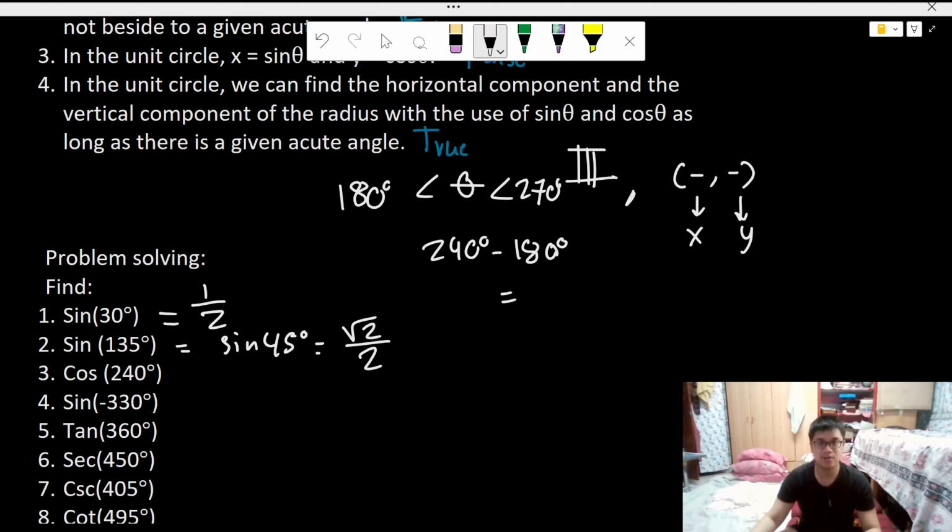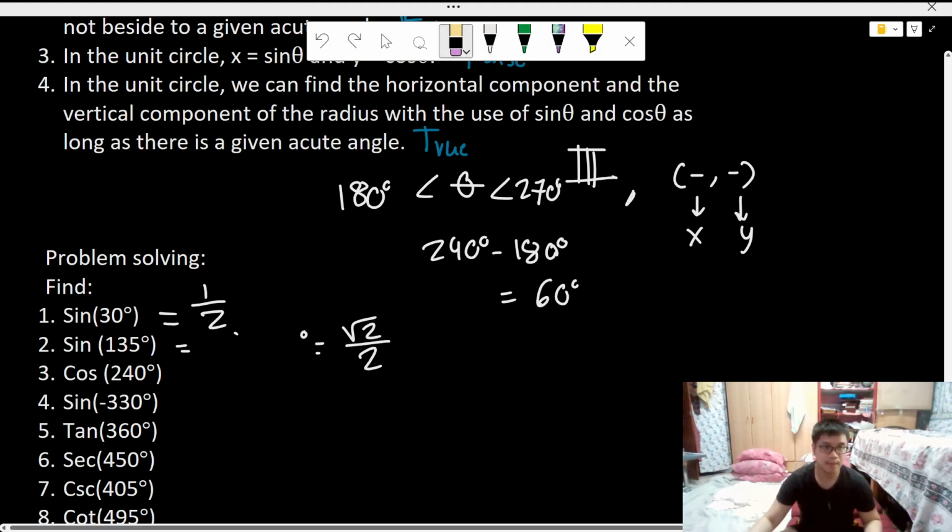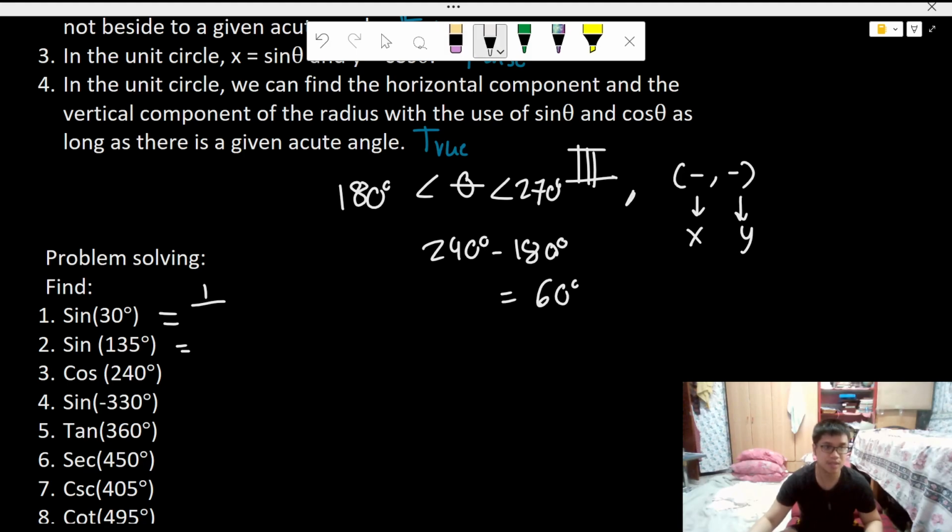So let's get the answer here. 240 minus 180. I think this is 60 degrees, right? Am I right? 60 degrees. Yeah, 60 degrees. Okay. Let me rewrite the other answers here because I have no space. So going back, cosine of 240 degrees is equivalent to cosine 60 degrees. But wait, we're not done yet.